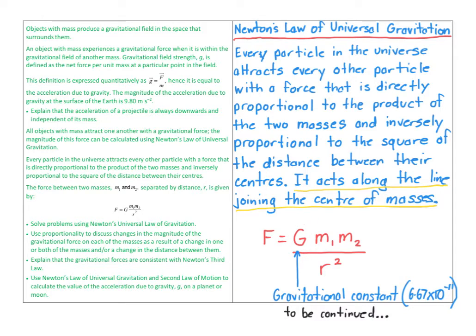G here is, if you like, the constant of proportionality in this equation. If we think about a typical y equals mx type line, if you draw a graph of F versus m1 times m2 divided by r squared, you would find that the slope of that graph would be G, the gravitational constant, which is 6.67 times 10 to the minus 11. It's a very, very, very small number. And what that small number indicates is that gravity is actually a very, very weak force.